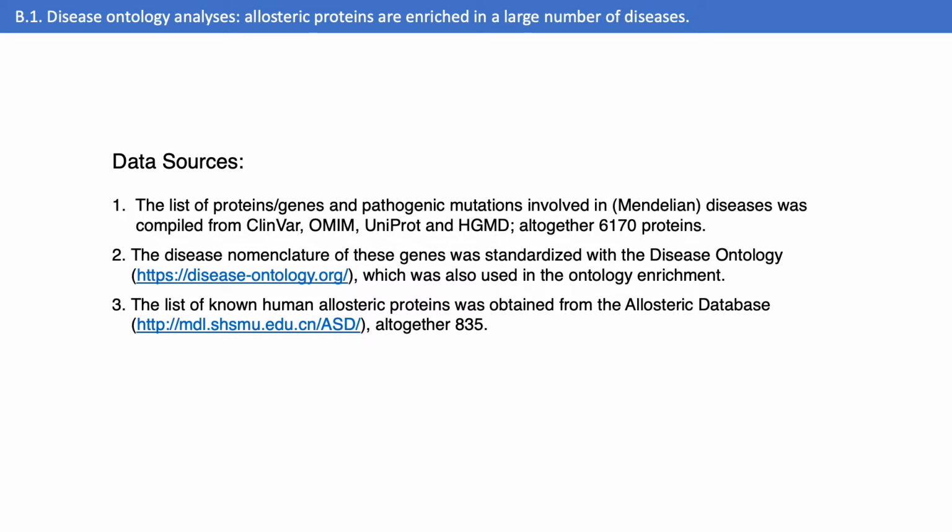To analyze the importance of allostery, we compiled a dataset from several large databases like ClinVar, OMIM, UniProt, and HGMD, which altogether contains about 6,000 proteins. We also used the disease nomenclature from the Disease Ontology database and the list of known human allosteric proteins from the Allosteric Database, which is altogether 835 proteins.